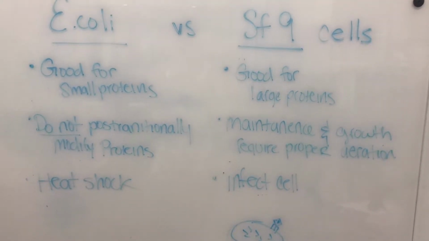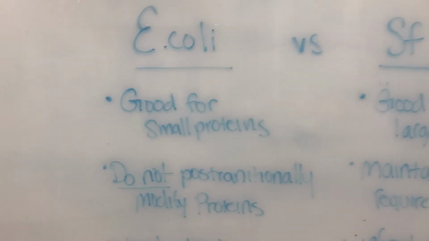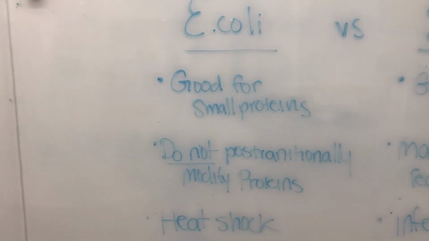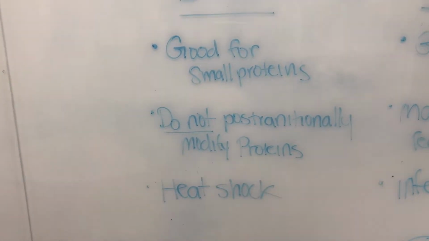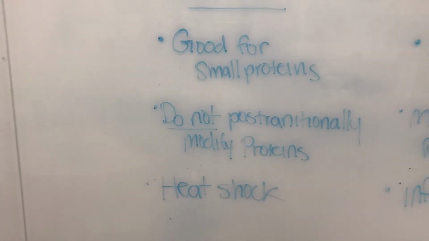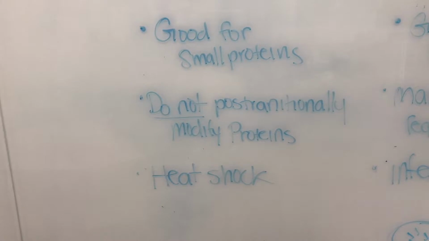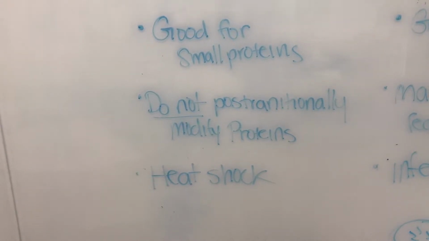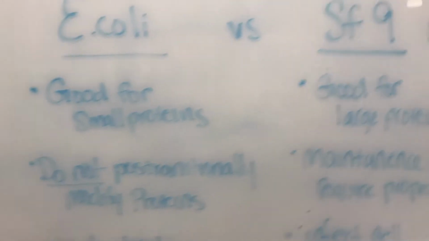E. coli again is the first option because they are perfect for the production of small proteins that do not require post-translational modification. But given that they do not post-translationally modify proteins, they will not be suitable for the synthesis of eukaryotic proteins that require disulfide bonds, phosphorylation, glycosylation, protein chaperones, or proper folding.